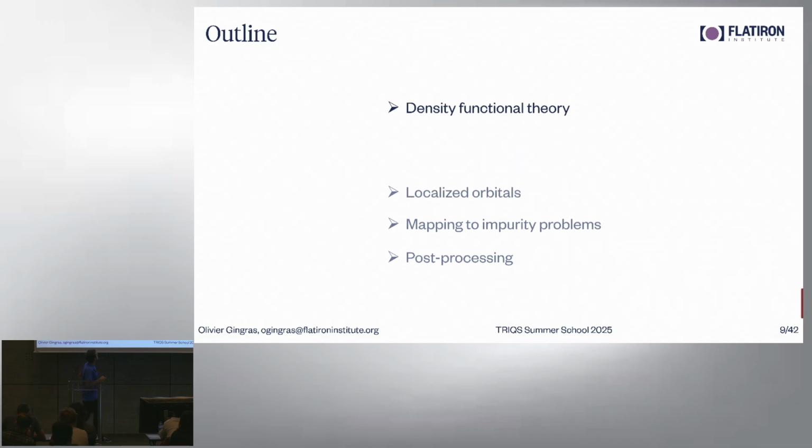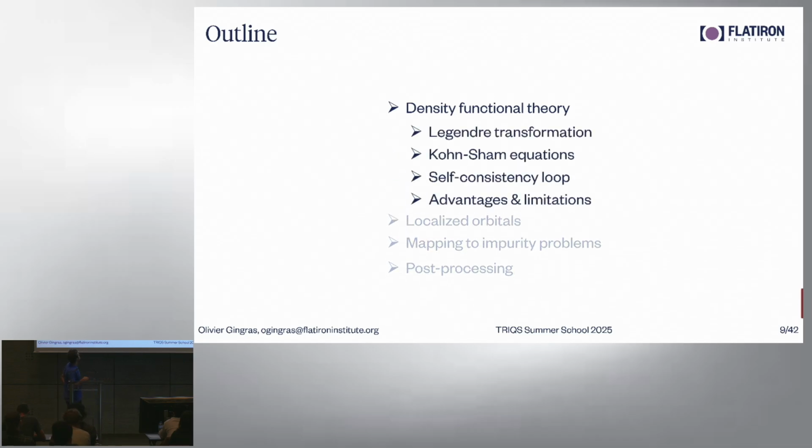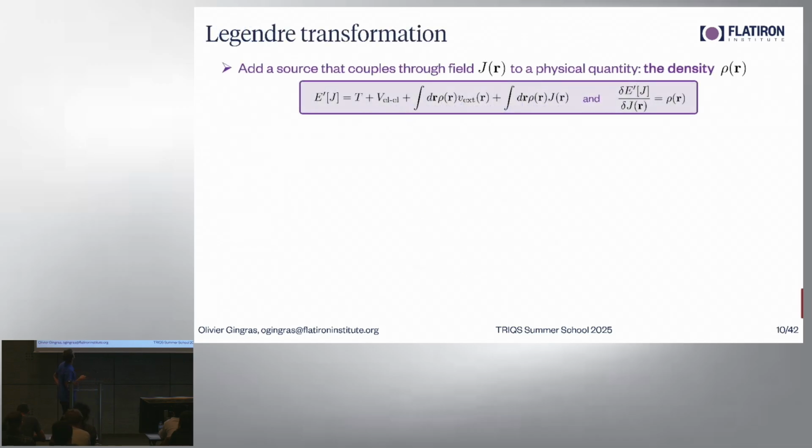So this is kind of just the overview. This is what we're covering. In order to show these theorems and the Kohn-Sham formalism, we're going to take our initial Hamiltonian and add a small source field, J, which couples to a physical quantity of interest, the density. So if you look at the functional derivative of this new energy with respect to the source field, you get a density.